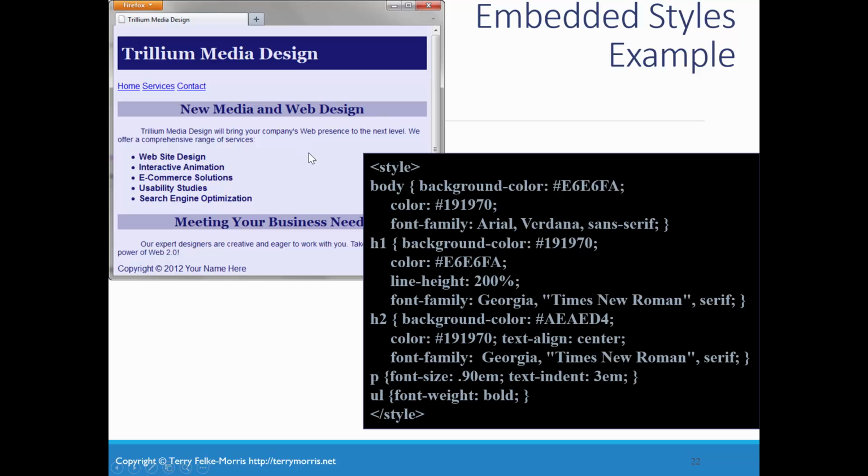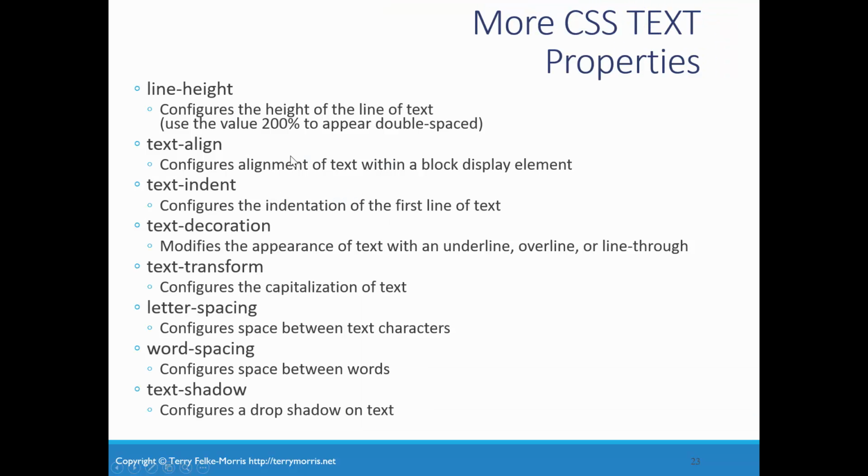I showed you the embedded styles already. Okay, here's some more CSS properties. Line height I showed you. Text align I showed you. I didn't show text indent. If you want things to look more like a paragraph, the way we used to have to write them in grade school, where you had to indent the first line of your paragraph. Text decoration I showed you. Text transform is kind of a neat one. Let's take a look at that.